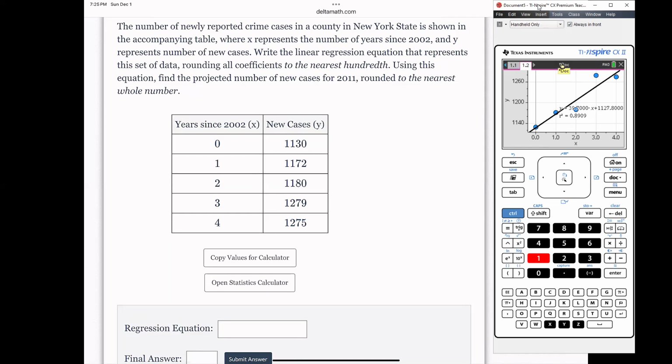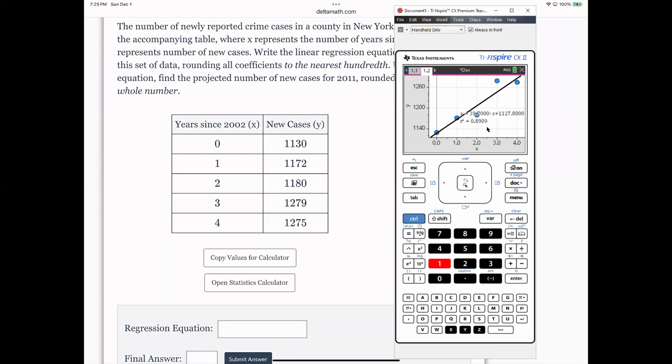I'm going to move this over. Right now, it has 4 decimals because I had it set to 4 decimals, but I only want 2 decimal places. So I'm going to go menu, settings, and then I'm going to do fix 2. And then I'm going to press OK. So here is the equation.